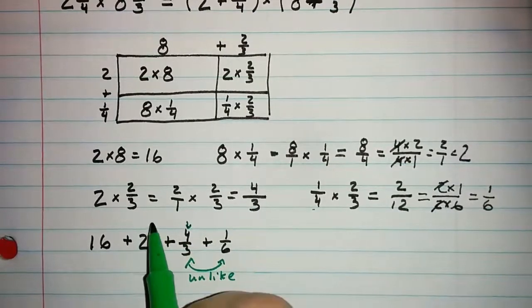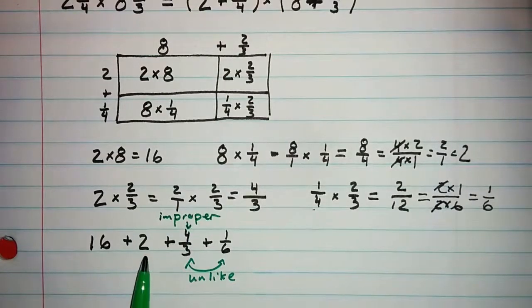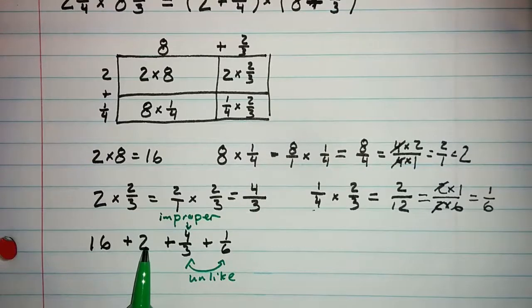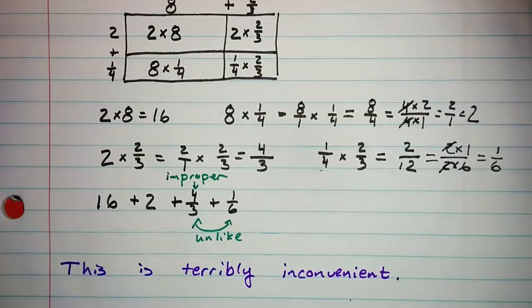Also, we're adding whole numbers with improper fractions, which means either we're going to need to rewrite our whole numbers as improper fractions, or more likely we'll want to write our improper fraction as a mixed number, so that we can work with mixed numbers here. All in all, this is working out to be terribly inconvenient. Maybe there's a better way.